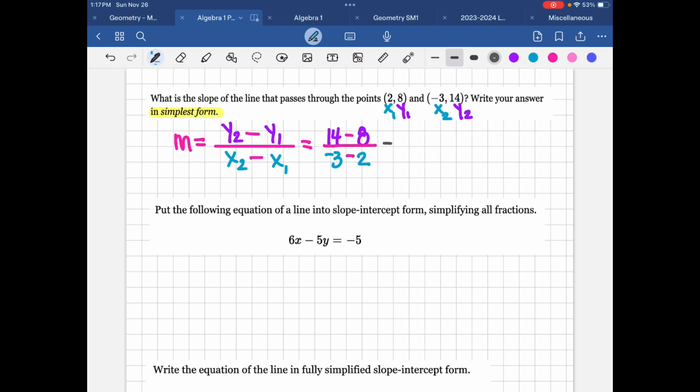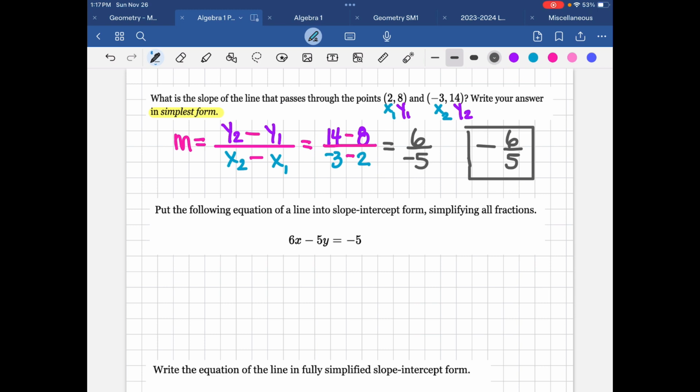I'm going to go ahead and subtract those over -5. That is simplified. However, I would put it as negative and then the fraction 6/5. That would be how I would write that into Delta Math.